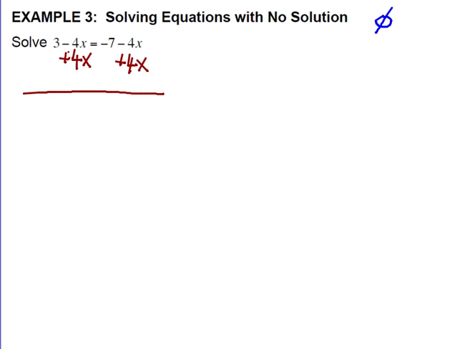Now notice what happens. This time, the variables on both sides cancel out. Negative 4x plus 4x is 0, negative 4x plus 4x is 0. They're 0 pairs. So you're left with 3 on the left side and negative 7 on the other side. And 3 can never be equal to negative 7. That is false.